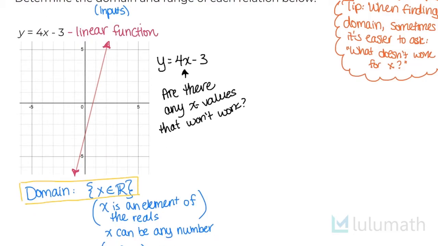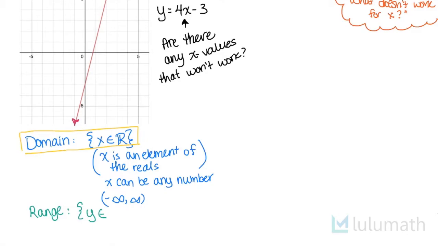Now, for our range, our graph is everywhere. It goes all the way down and all the way up because it extends. So again, there's no lower limit and there's no upper limit. It will go on forever. So we're going to say y is an element of the real numbers. And that's how we get our answers for our linear function.